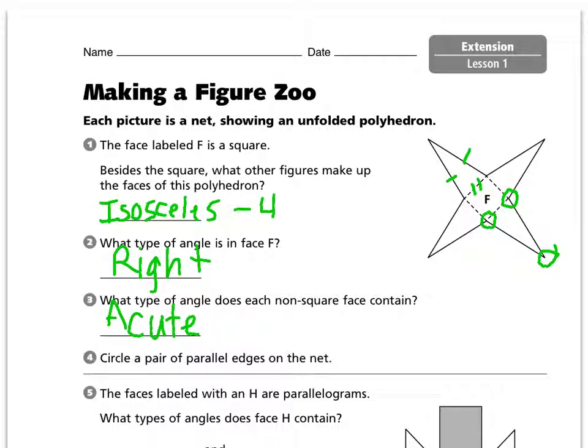Circle a pair of parallel edges on the net. The parallel edges are when there are multiple places crossing at that vertices. So you know that these are going to be parallel edges.